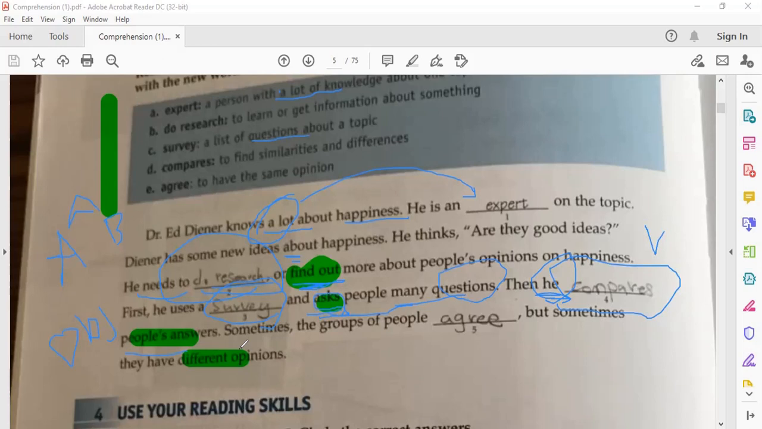Sometimes the groups of people agree, but sometimes they have different opinions. Okay. So how would we know it's agree? Can you tell me? The word opinion here, different opinion, doesn't really show agree or disagree. But because we have but here, and we have the second part of the sentence, they have different opinions, it must be agree, the first one.